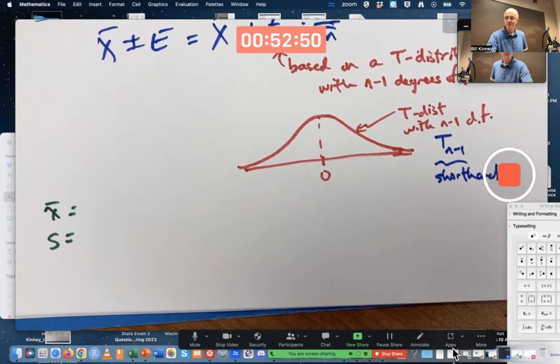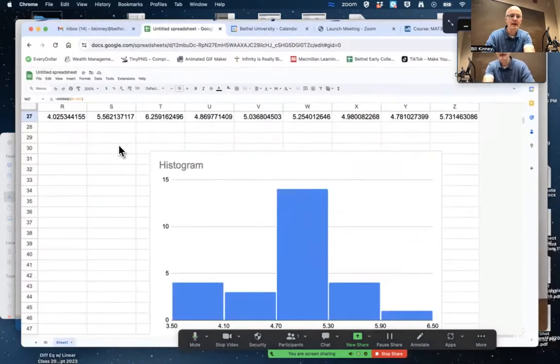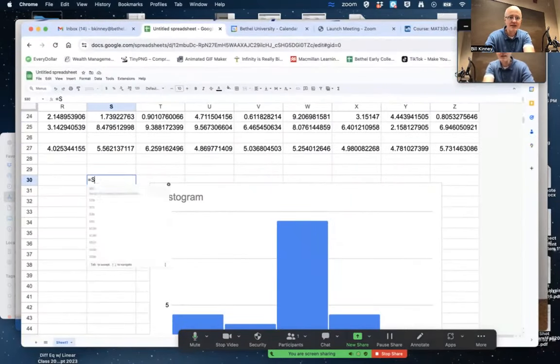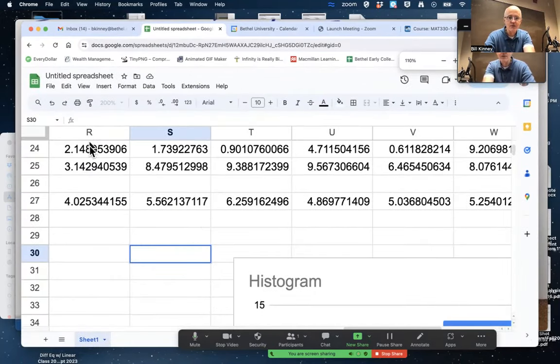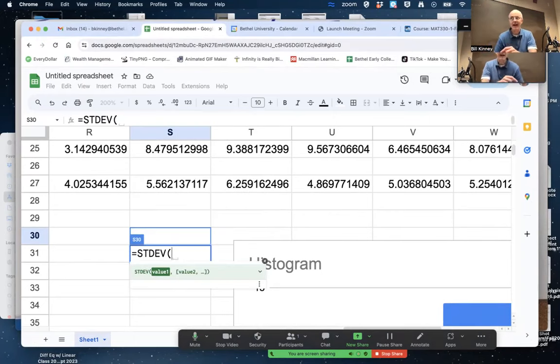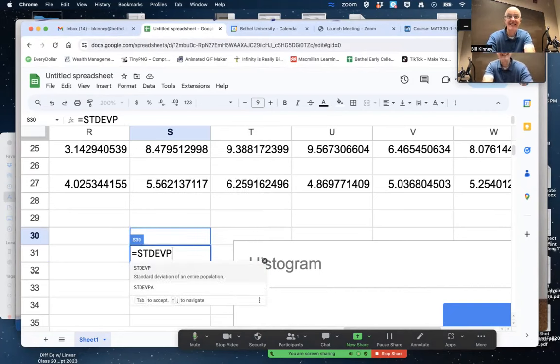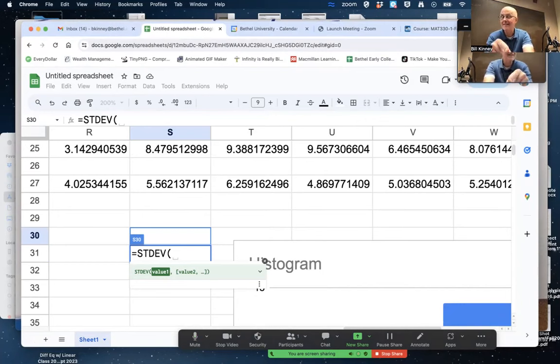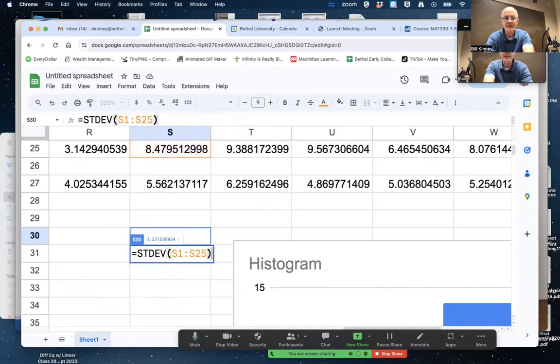On a spreadsheet, if you do equals STDEV, spreadsheets are programmed in that case to compute sample standard deviations, dividing by n-1. If you put a p on there, then it would divide by n. Don't ever do that. Don't put a p on there. This will compute S, not sigma. Then you put your cell range, say S1 through S25 here or something like that. Get an observed value of S.